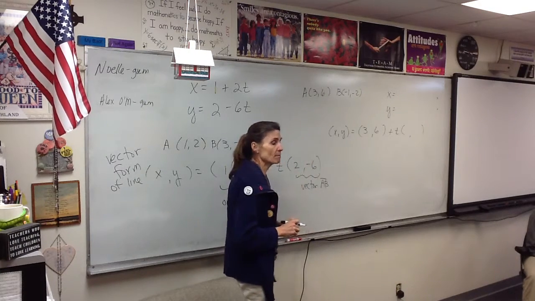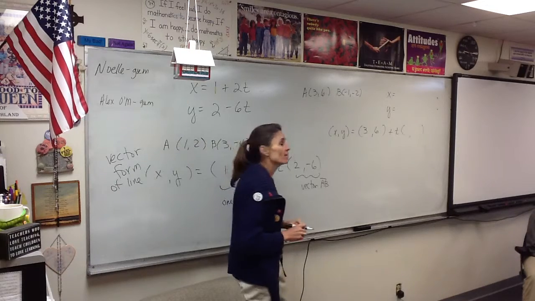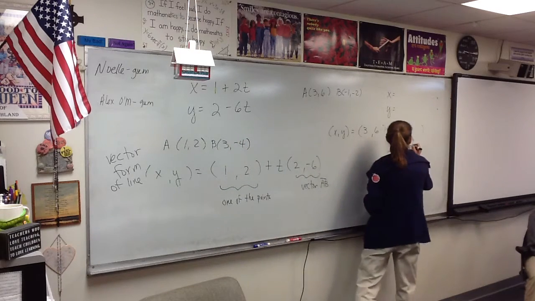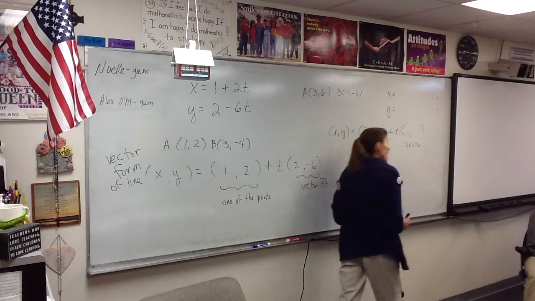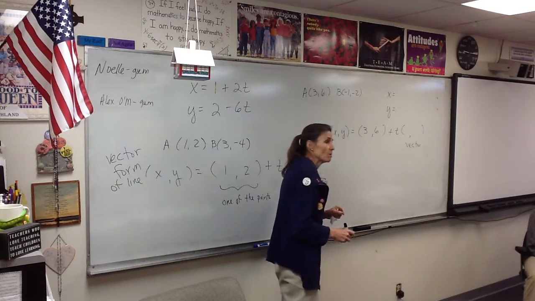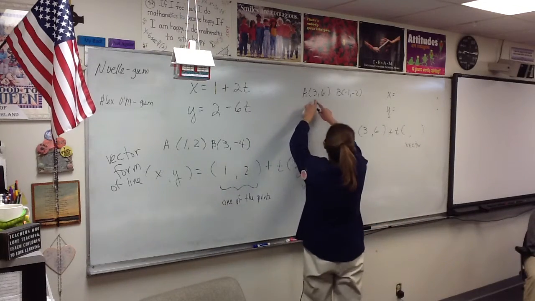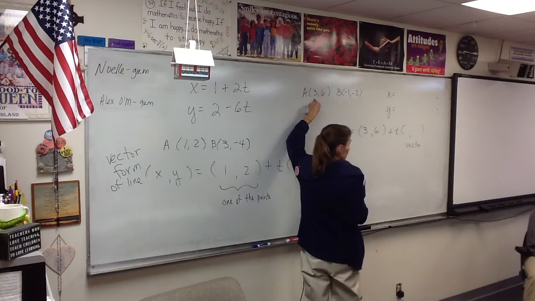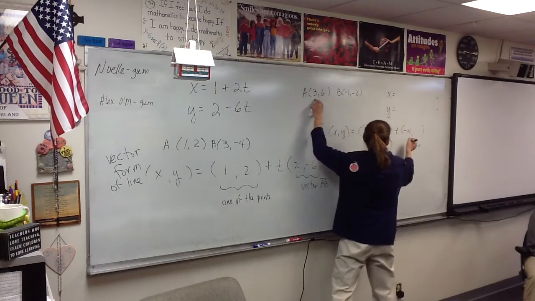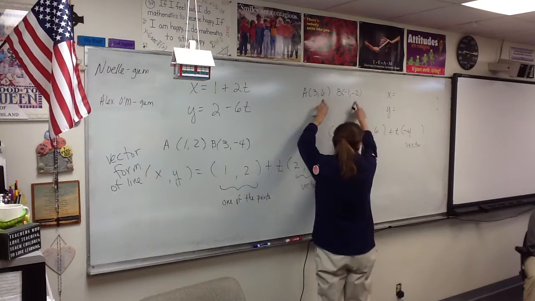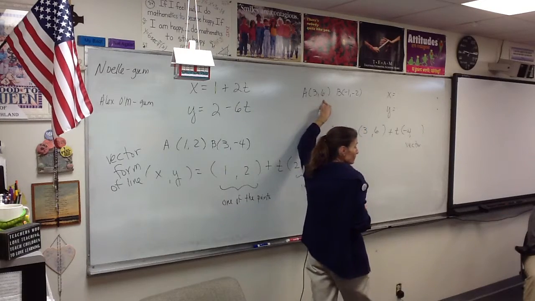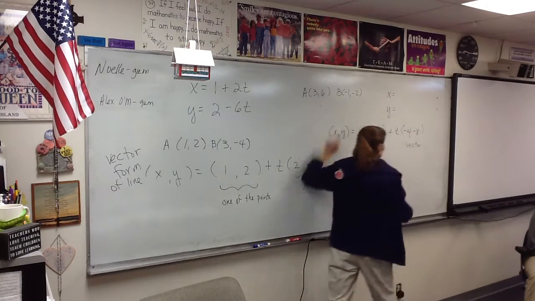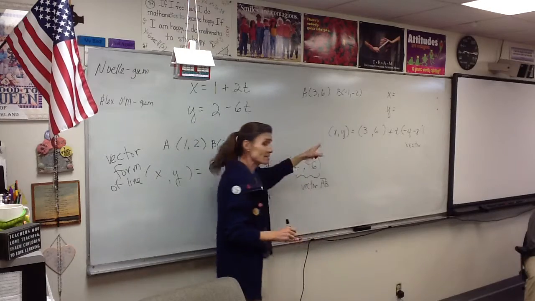What goes in the second parentheses? The vector. This is the vector. Do not put the other point in. That would be wrong. You need the vector. So we're going from 3 to negative 1, negative 4. We're going from 6 to negative 2, negative 8. Now that's the vector form.